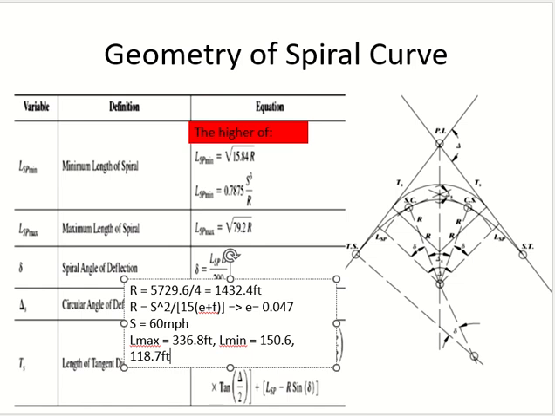Okay, so we have two minimums, right? 150.6 and 118.7. Which one will I take as the minimum? The higher one, 150. So my range is 336 to 150.